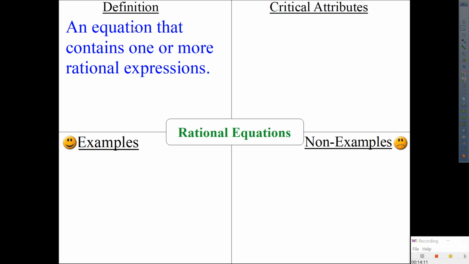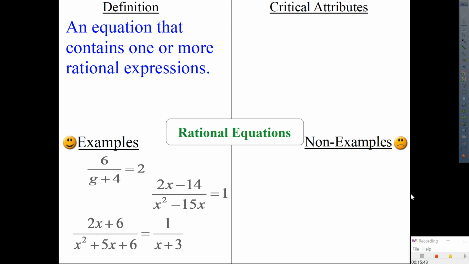Rational equations are equations that contain what? One or more rational expressions. Can you picture it now? Yes, here go the examples. 6 over g plus 4 equals 2. 2x minus 14 over x squared minus 15x equals 1. And 2x plus 6 over x squared plus 5x plus 6 equals 1 over x plus 3. All those three are examples of rational equations.